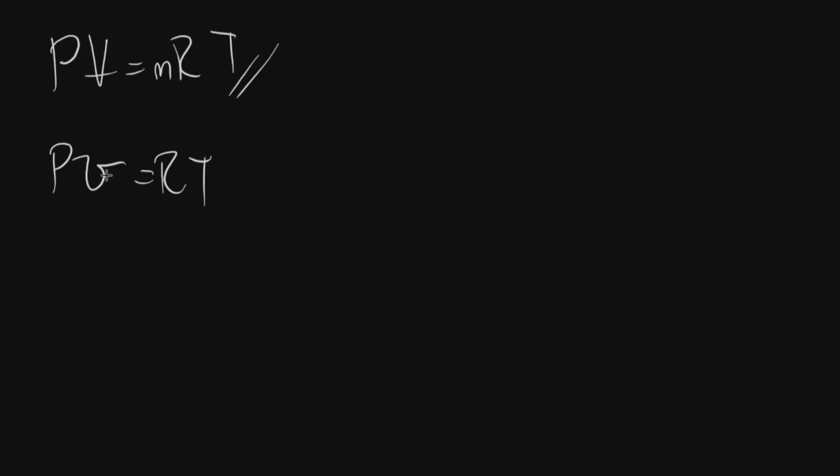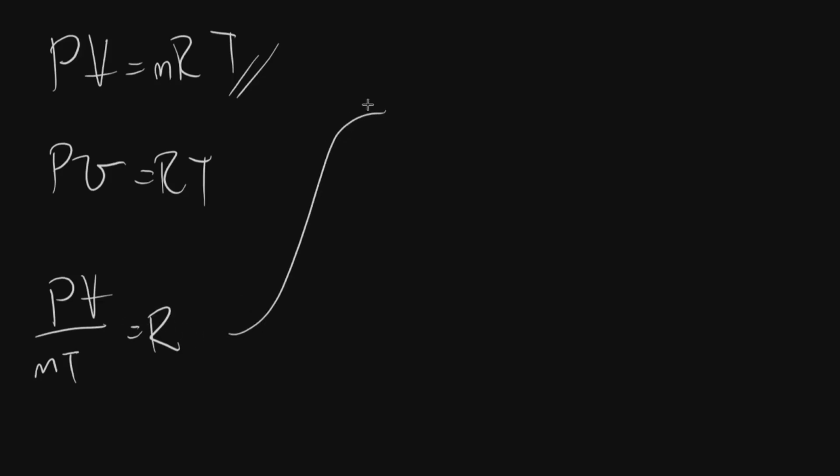So if I can find any two of these, I can rearrange the equation, do a little bit of algebra, and find the other one. Now if we have the same material, like the same gas, as we go through a process, then this R is going to be constant the whole time, right? So if I solve for R, PV over MT equals R, I know that this has to be constant as long as I'm using the same gas.